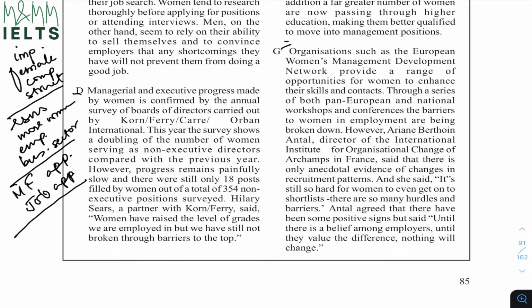You can start from A to G, you can start from G to A, whatever order suits you the best. All right. Now let's read the paragraph one by one so that we know what we are after.